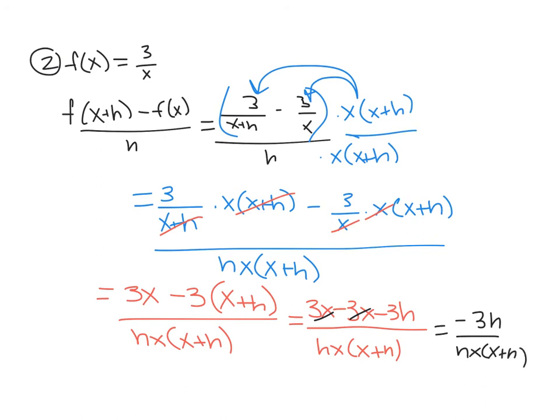So once again, I hope you didn't distribute this, because if you did, it would just make it more complicated, because my h's are now going to cancel. I can't do anything else. Please don't try to do anything else. My final answer is negative 3 over x times x plus h. You're welcome just to leave it in factored form like that.